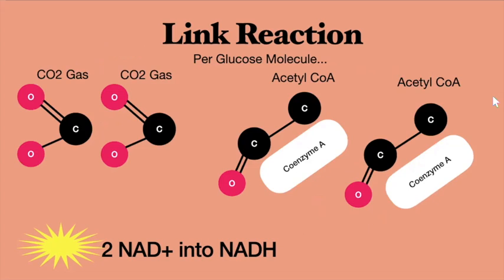So per glucose molecule, because there are 2 pyruvates in each glucose molecule, there will be twice as much happening. So 2 molecules of CO2, 2 acetyl-CoA molecules, and 2 reductions happening.